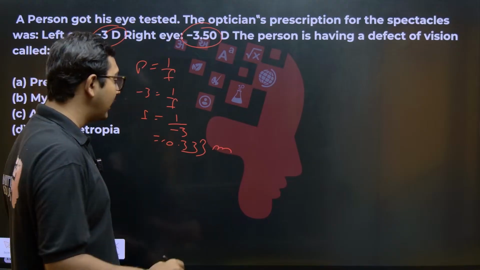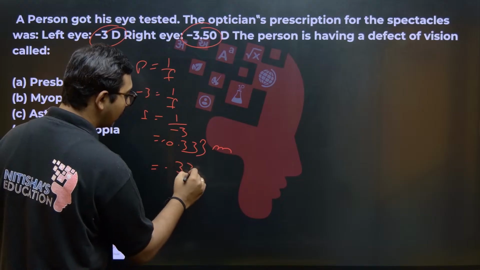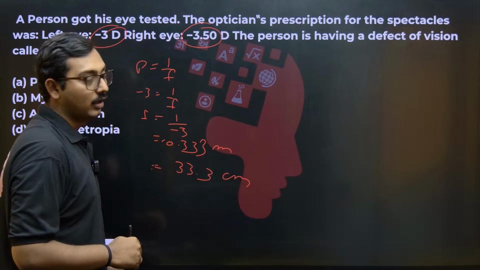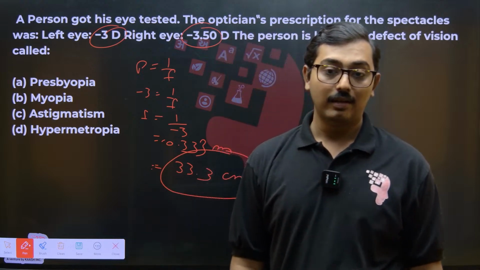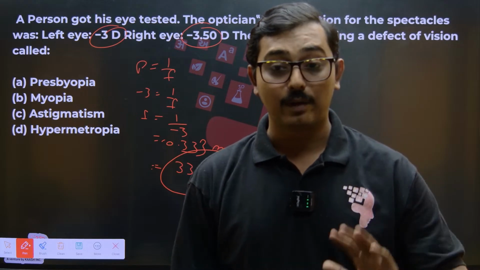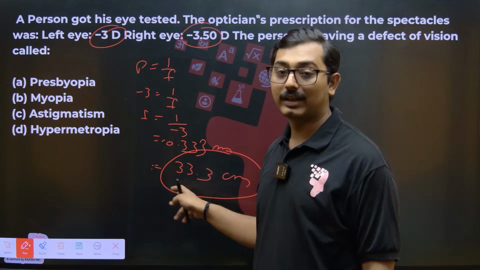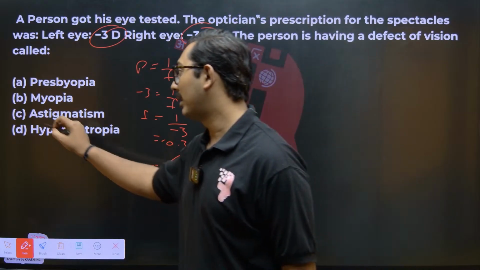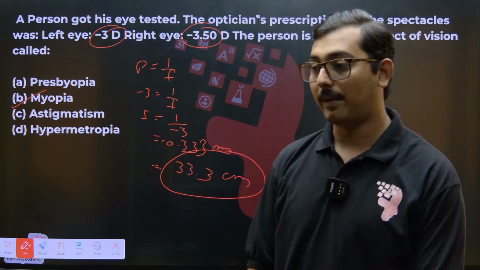So you convert it into centimeters. You will get negative 33.3 centimeter. Now what does this value indicate? Naturally, our eyes are optimized to see objects which are 25 centimeter away. That is the natural focal length of our eyes. So it is greater than that. Focal length has increased. So what kind of defect is it? It is myopia, same as the previous question that we discussed. Focal length is increased, so it is myopia.